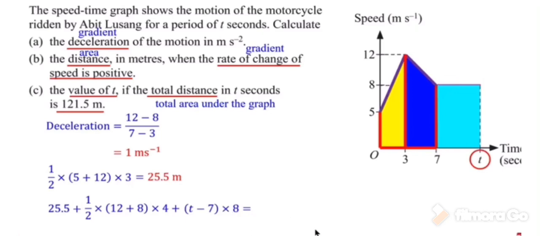Okay, the total area is given as 121.5, so you need to solve it. The area is 121.5, so you need to substitute 121.5 into the equation. Then after that you need to simplify carefully. You must be very careful. Alright, and then you solve for the value of t.